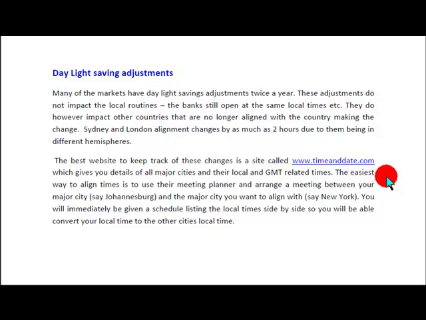Okay, in the next video, we're going to be moving on to more specific characteristics of the major markets.